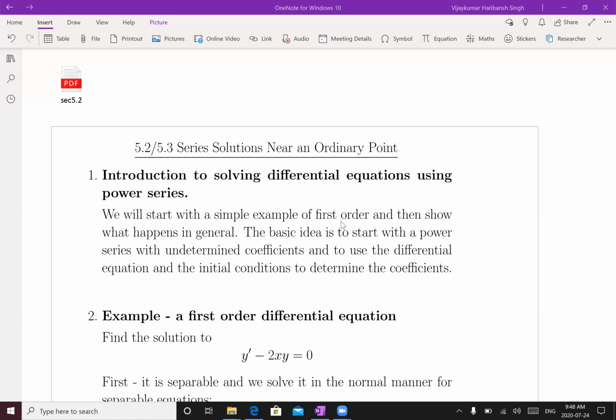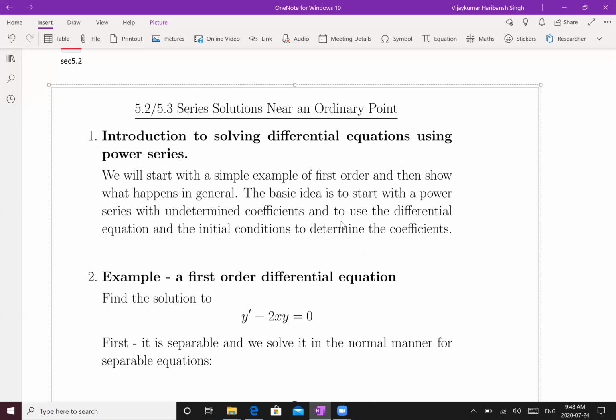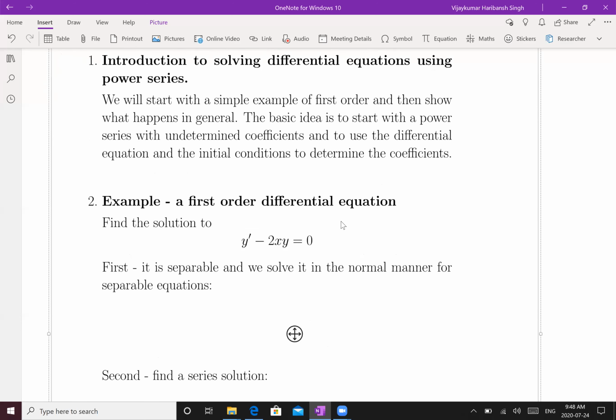Welcome, students. We are going to discuss series solutions near an ordinary point. Before I introduce what ordinary points are, let's work through an example and see how this goes. So the idea is you are given a differential equation, y prime minus 2xy equals 0, and you want to find a solution for this.